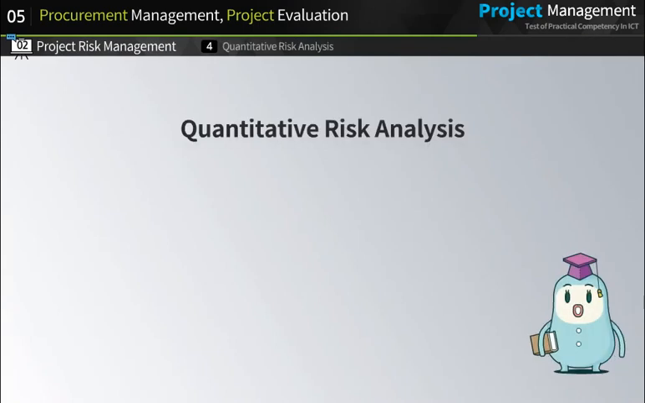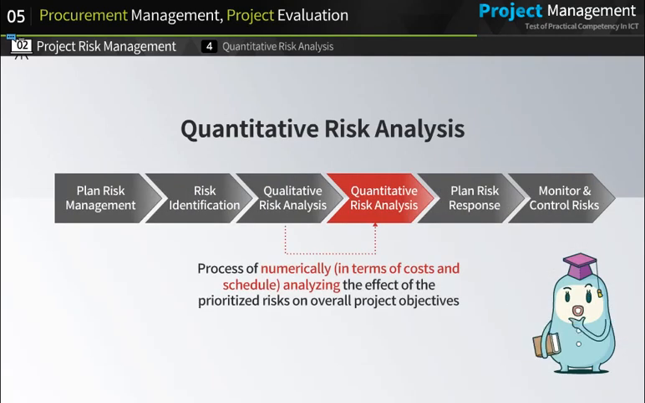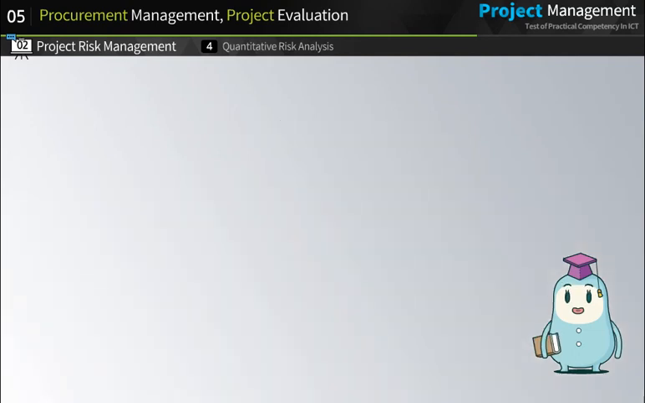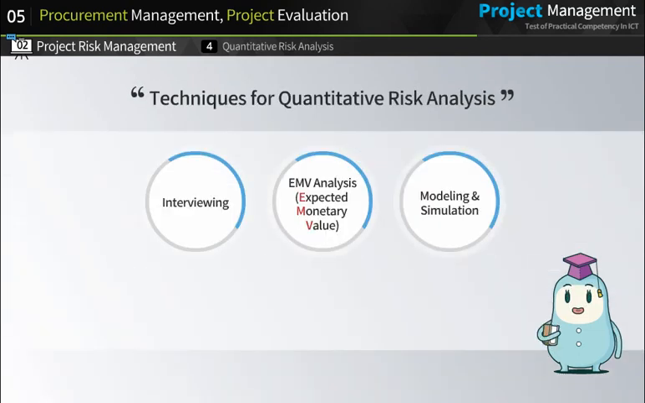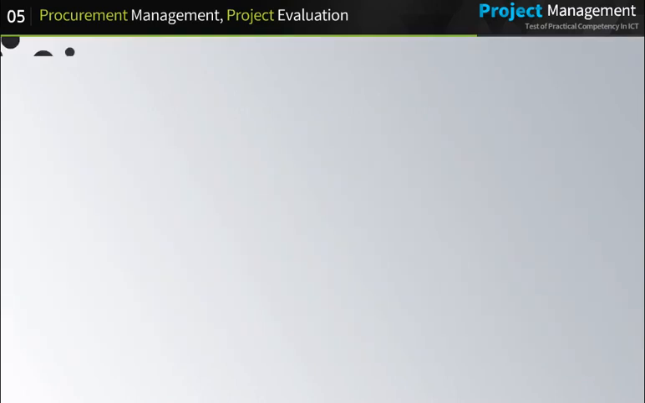The next phase is performing quantitative risk analysis. This is the process of numerically analyzing the effect of the prioritized risks on overall project objectives, following the completion of qualitative risk analysis. Techniques used for quantitative risk analysis include interviewing, EMV analysis, and modeling and simulation. The term EMV refers to the expected monetary value where the risks were factored in.